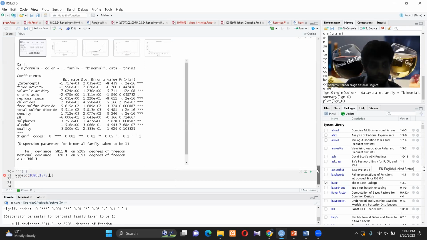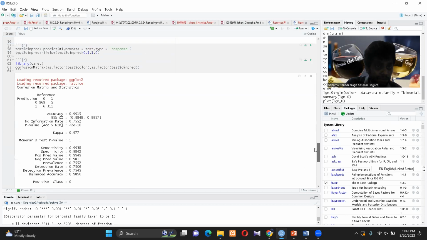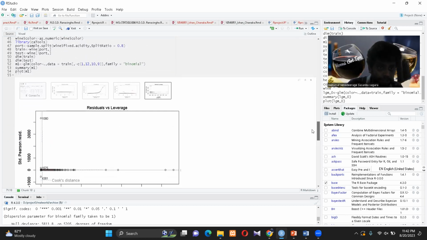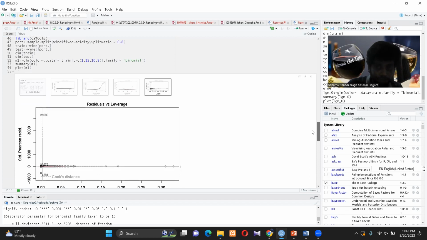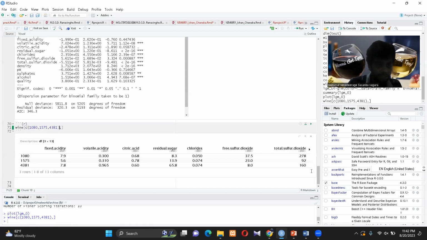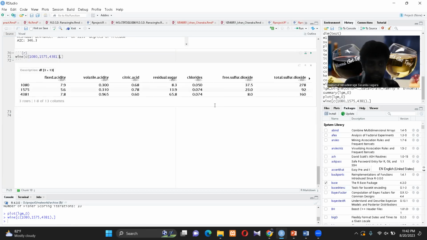We have one more observation, right? What is it? 4381, right? Okay, let's see, what are these rows?